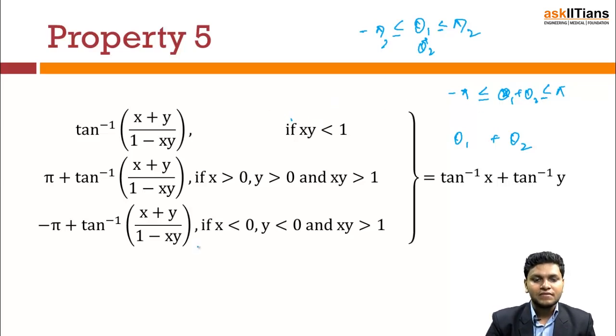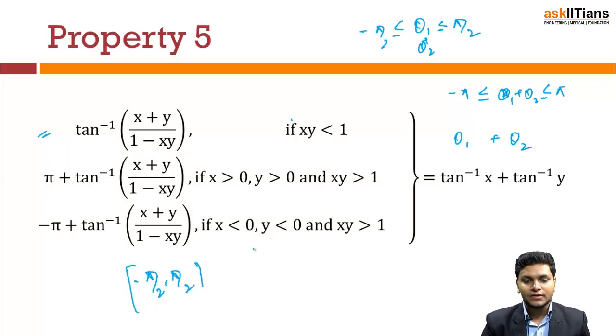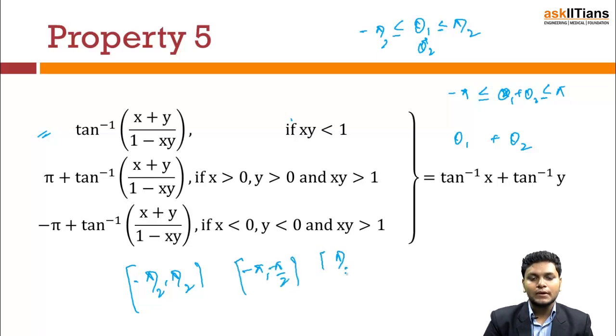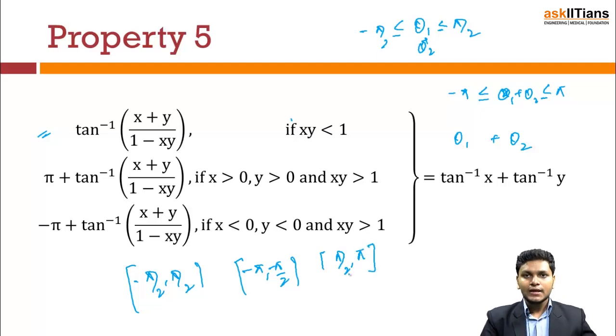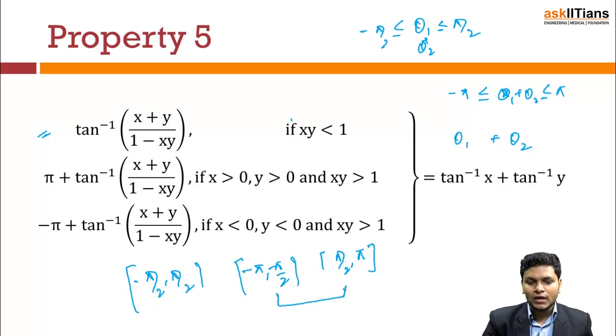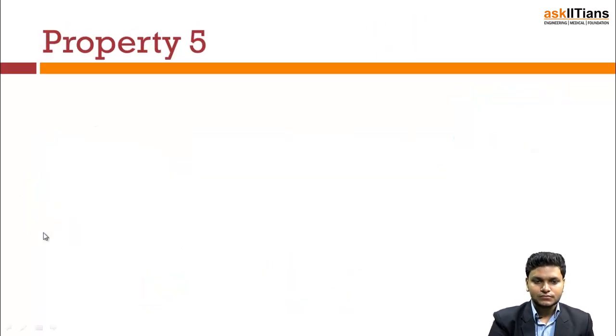So what I have done, I have divided these things into three parts. One is minus pi by 2 to pi by 2, which covers the first part. Now there are two things left. One is from minus pi to minus pi by 2, and the other one is from pi by 2 to pi. So I need to take care of those two ranges in which these kinds of values are going to lie. So these two are the explanation of that, and we'll see how it is done.